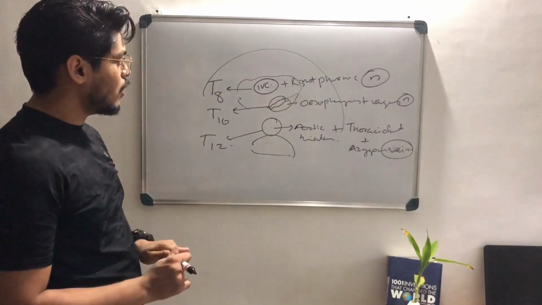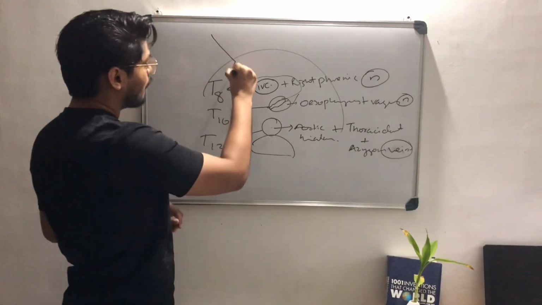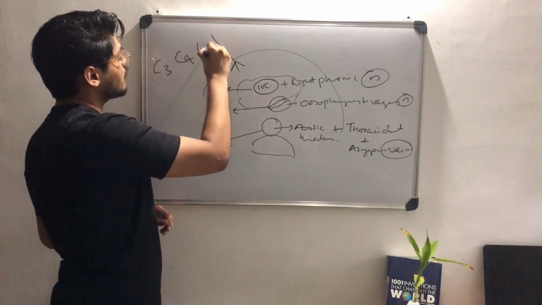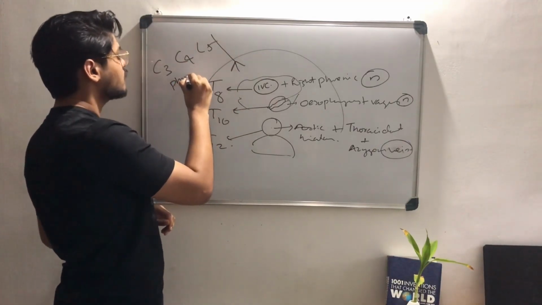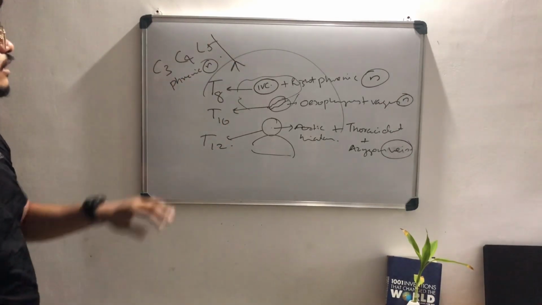Now, what are the innervations of the diaphragm? The innervation of the diaphragm is by the phrenic nerves, C3, C4, C5. Okay, these are the innervations of the diaphragm.